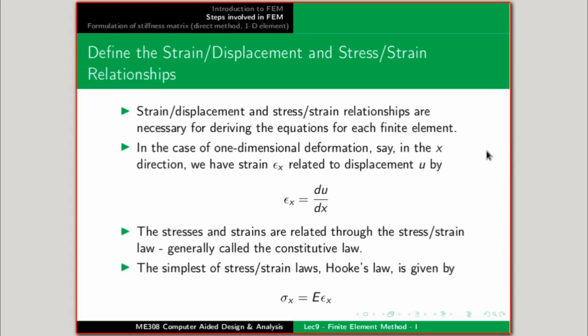The next step involves definition of the strain displacement and stress strain relationships. The strain displacement relation and stress strain relationships are necessary for deriving the equations for each finite element. In case of a one-dimensional deformation, say in x direction, we have strain epsilon x equal to d by dx of u, where u is the displacement function. The stresses and strains are related through the stress-strain law, generally called the constitutive law. The simplest stress-strain law is Hooke's law, which is given by sigma x equal to E into epsilon x.